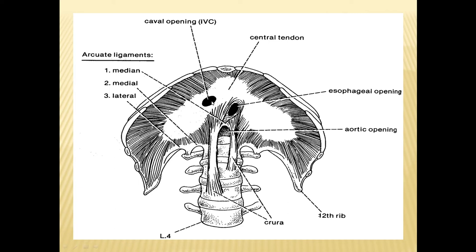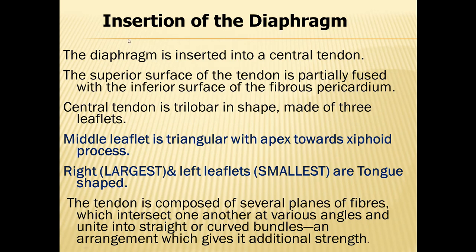And what about the insertion? The diaphragm is inserted into a tendon, the central tendon. Its superior surface is fused with the fibrous pericardium. Remember, the diaphragm is a partition between the thorax and the abdomen. And in the thorax, what are the viscera? The heart. And the heart is enclosed in pericardium. So the superior surface of the central tendon is partially fused with the inferior surface of the fibrous pericardium.